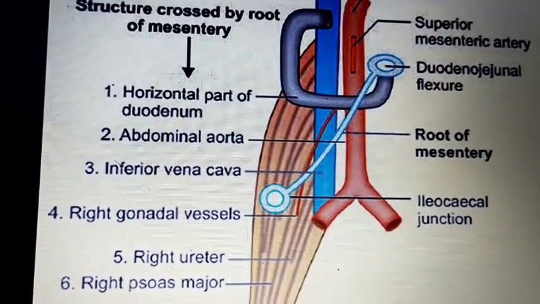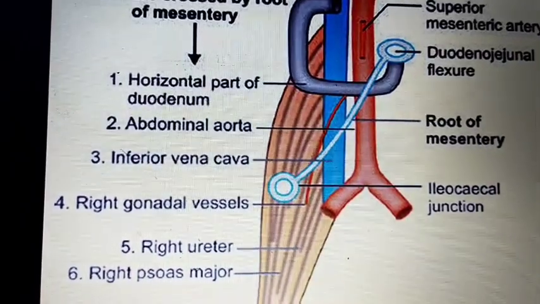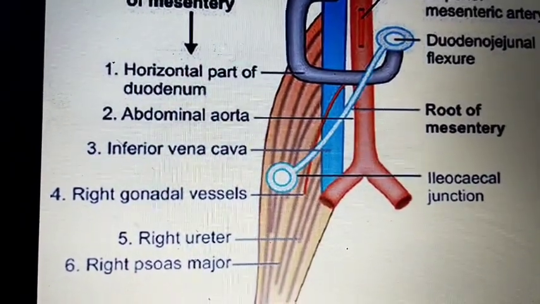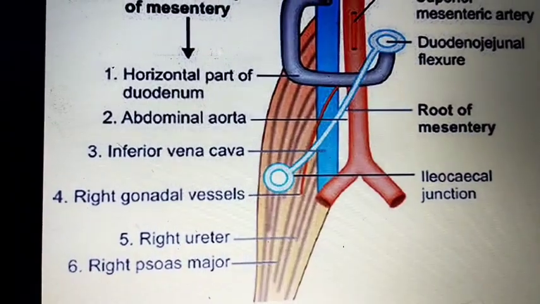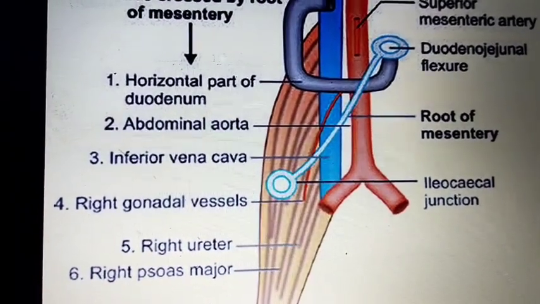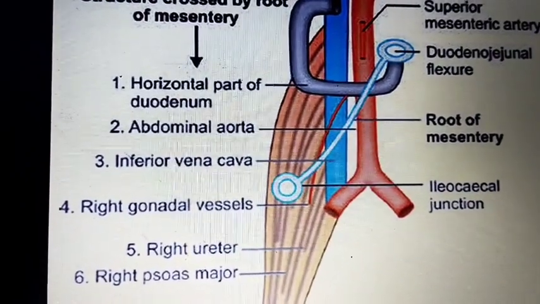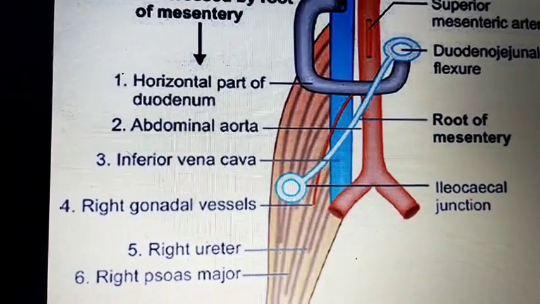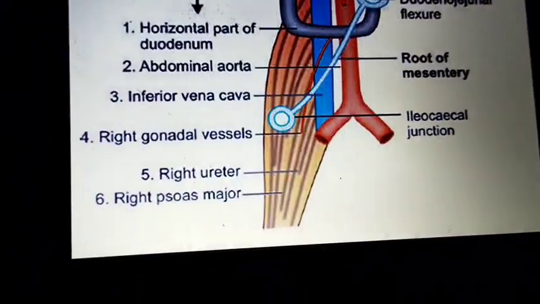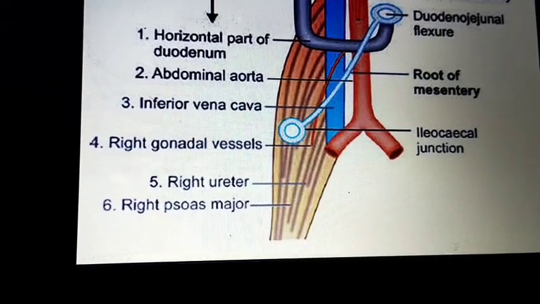Or which are the structures present posterior to the root of the mesentery? That is the duodenojejunal flexure, third part of the duodenum, aorta, inferior vena cava, right gonadal vessels, right psoas major muscle, then right ureter. Okay, these are all present, and the right psoas major muscle.